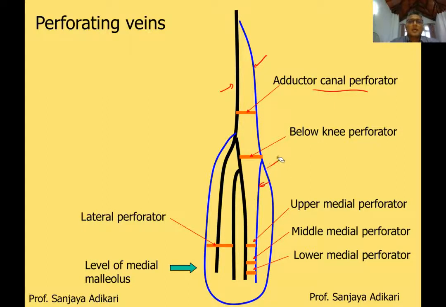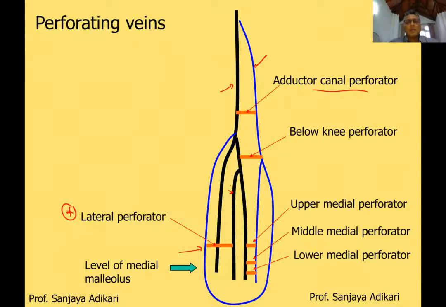Then lower down, there can be a lateral perforator which connects the small saphenous vein to the peroneal vein. And if you locate it, the vertical distance, it is roughly at the junction between the middle and the lower third of the leg.